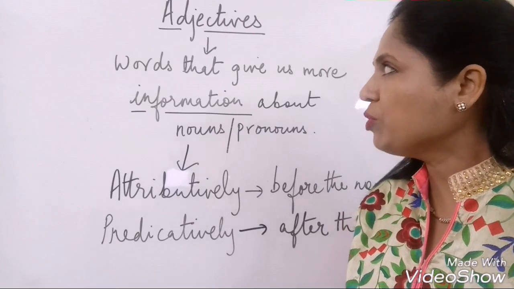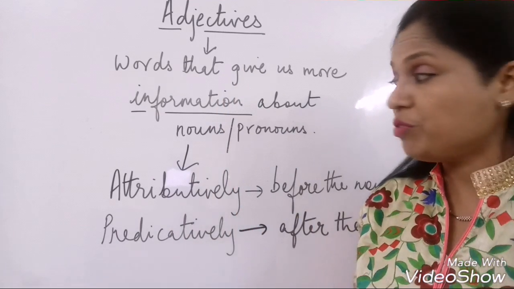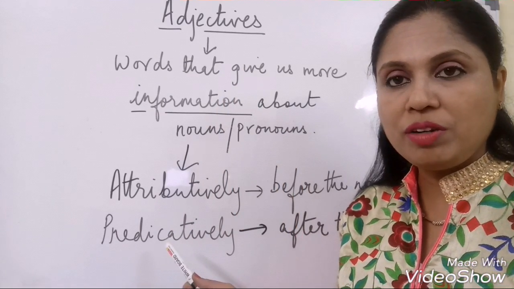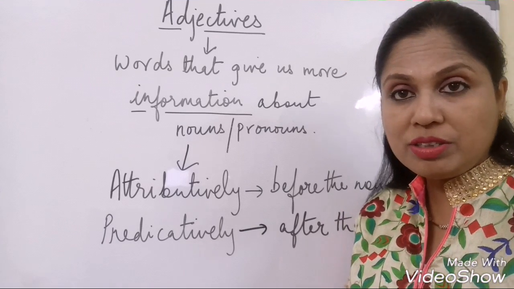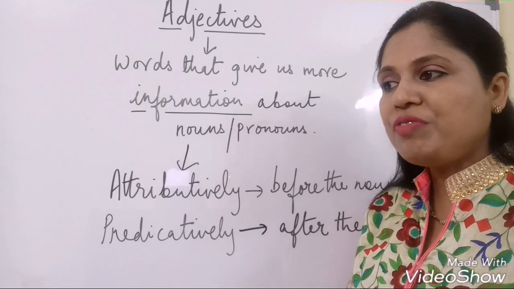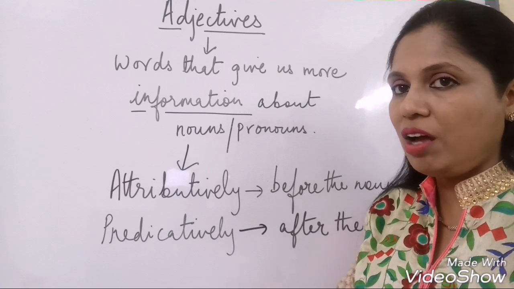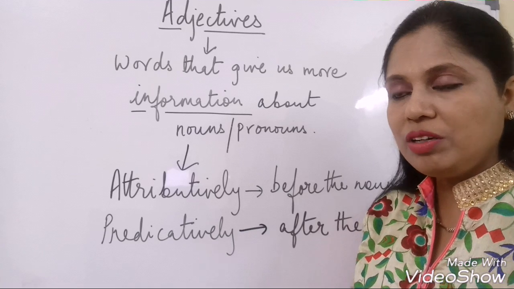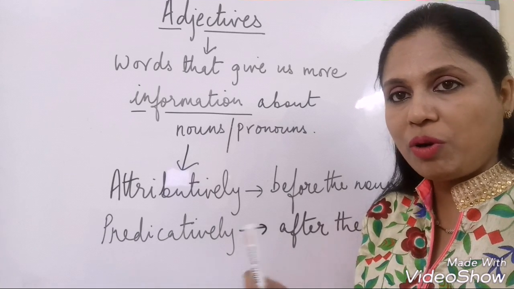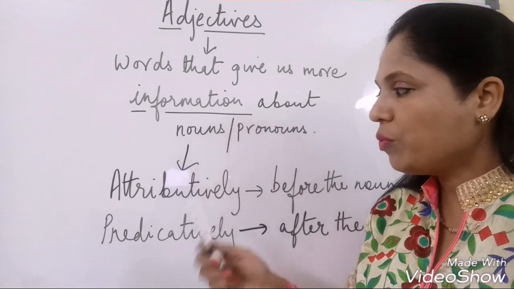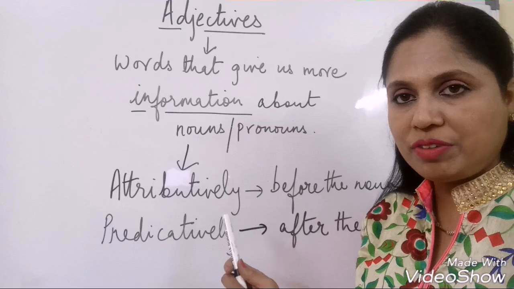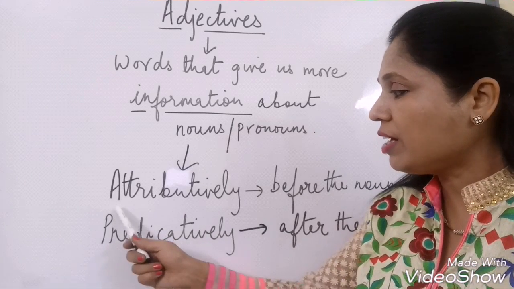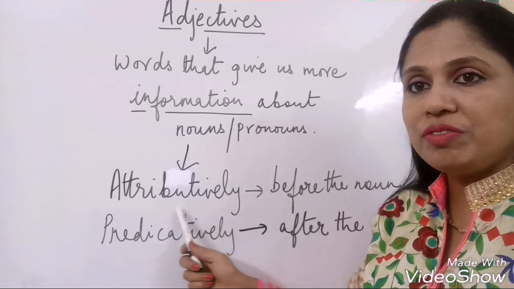And now the next question is where to make use of the adjective. Shall I make use of it before the word it qualifies or after the word it qualifies? So my answer is either place. If I say Mohan is a hardworking boy, the word hardworking has come before the word boy, which it qualifies. So when I make use of an adjective before the word it modifies, then I say it has been used attributively.